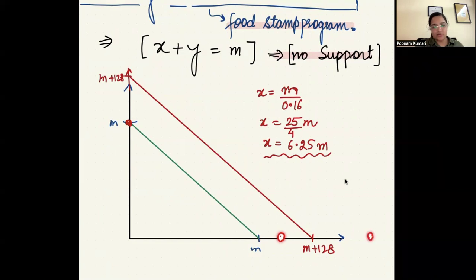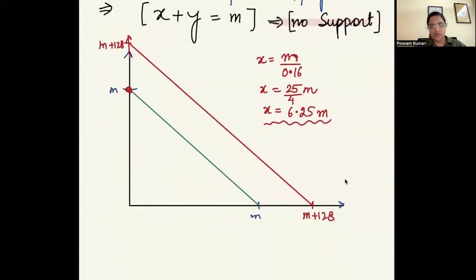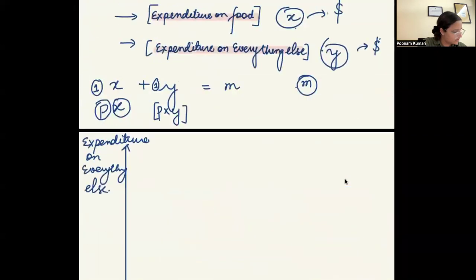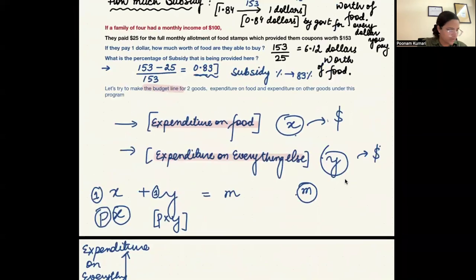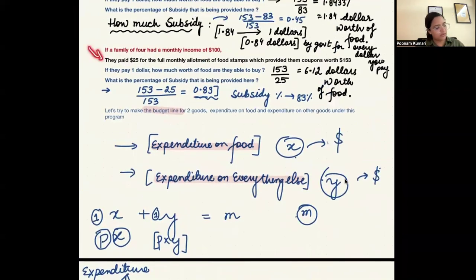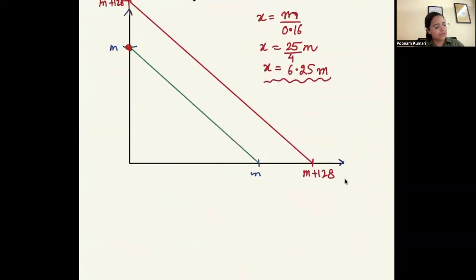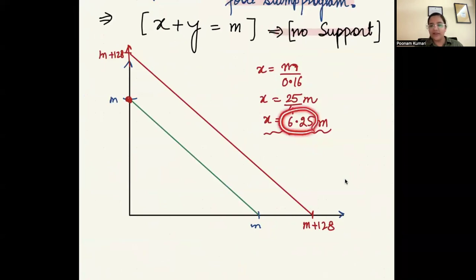But in that case, we know that m is 100. Do we know m is 100? This is the example for the second case, right? Okay. The family has a monthly income of 100. So let's use that example. So in that case, what happens if m is 100? Then this is 625. Then x is 625 here.